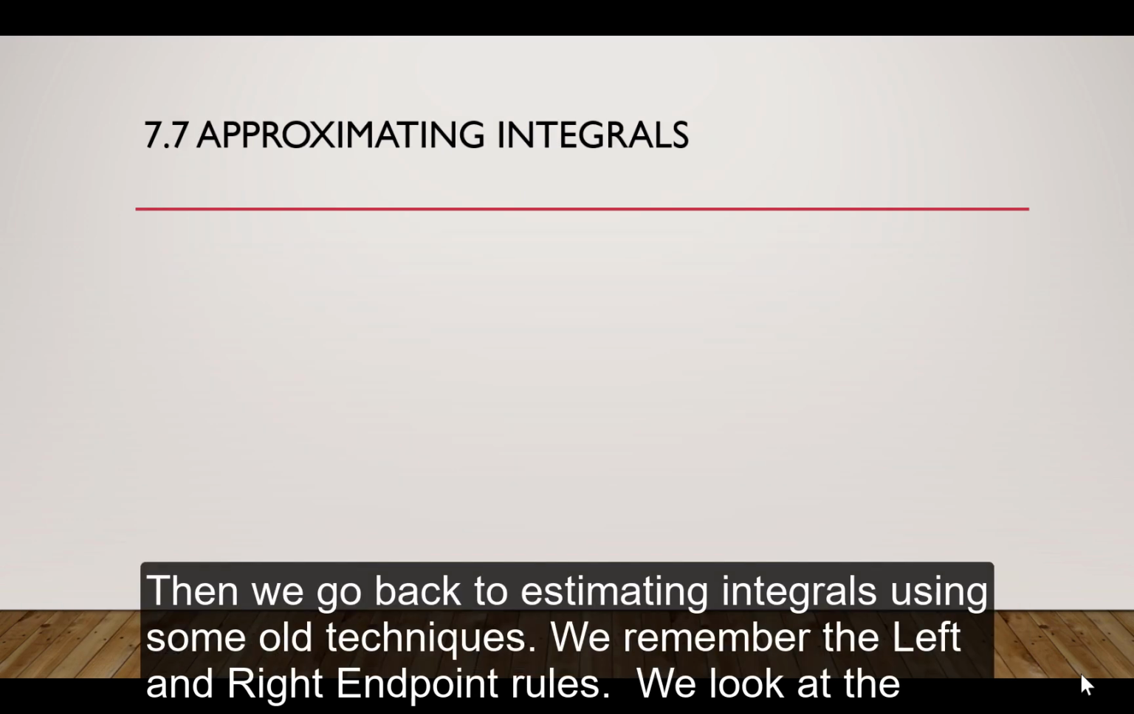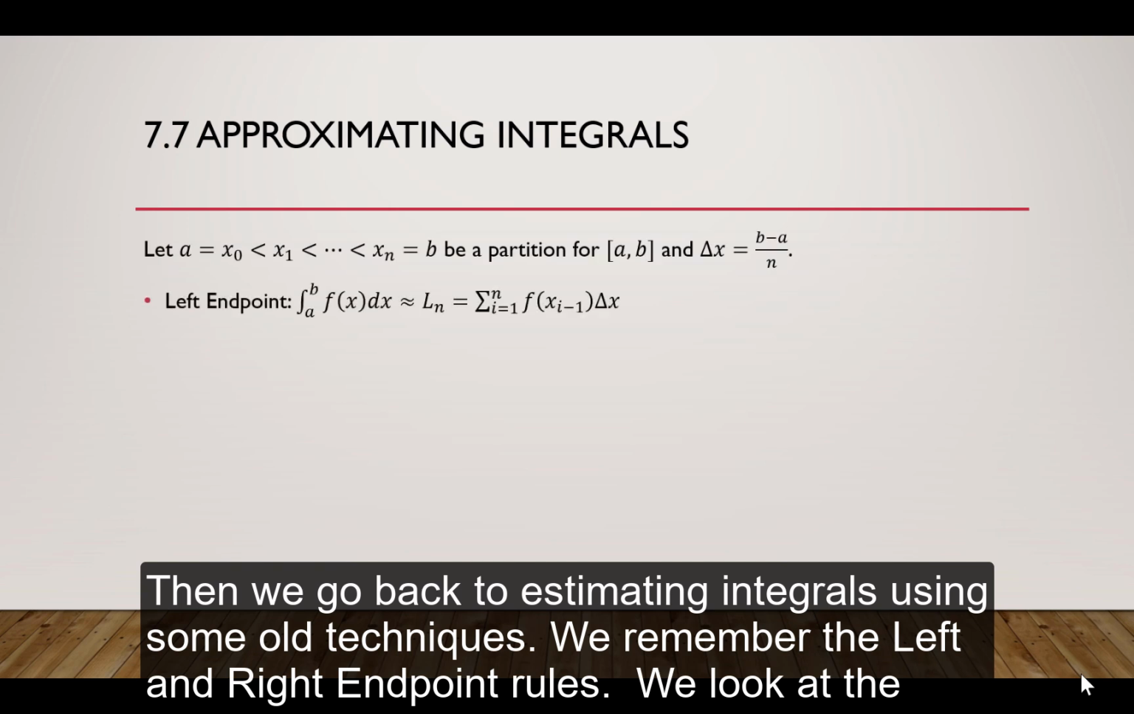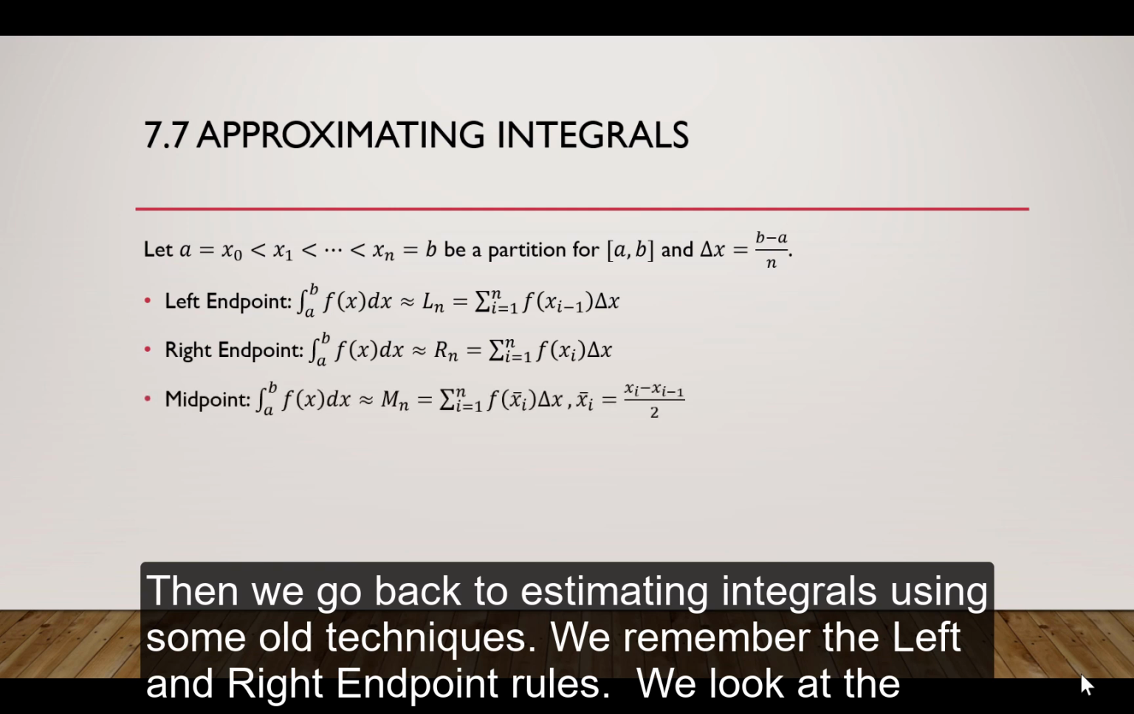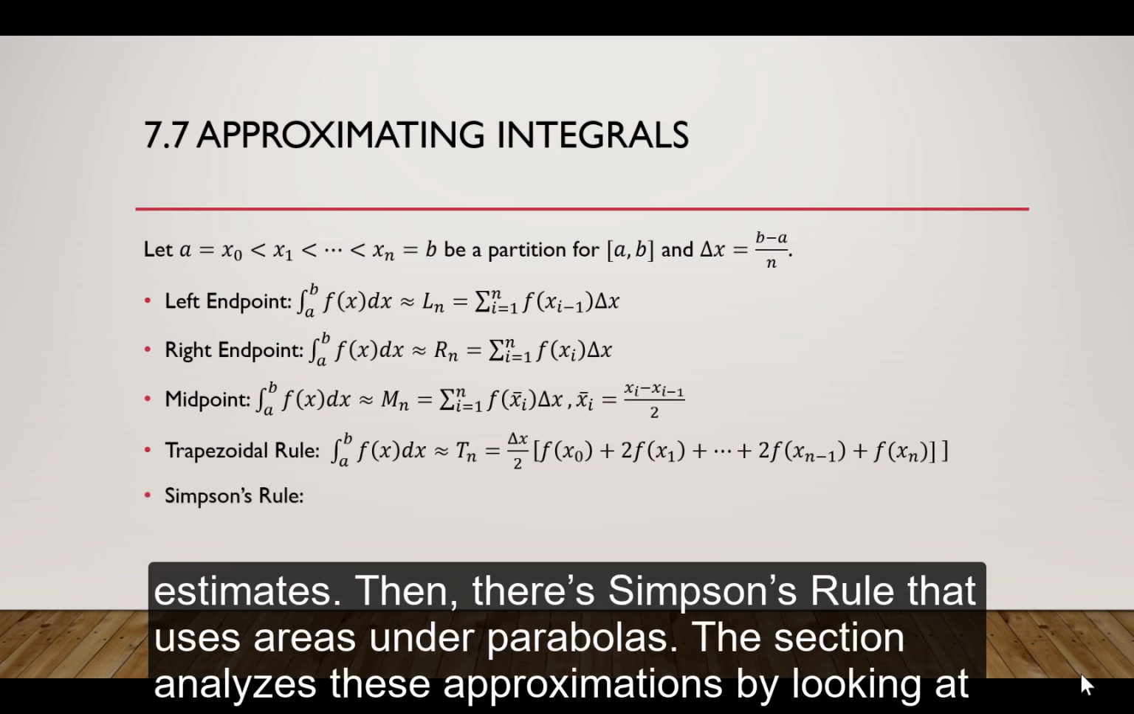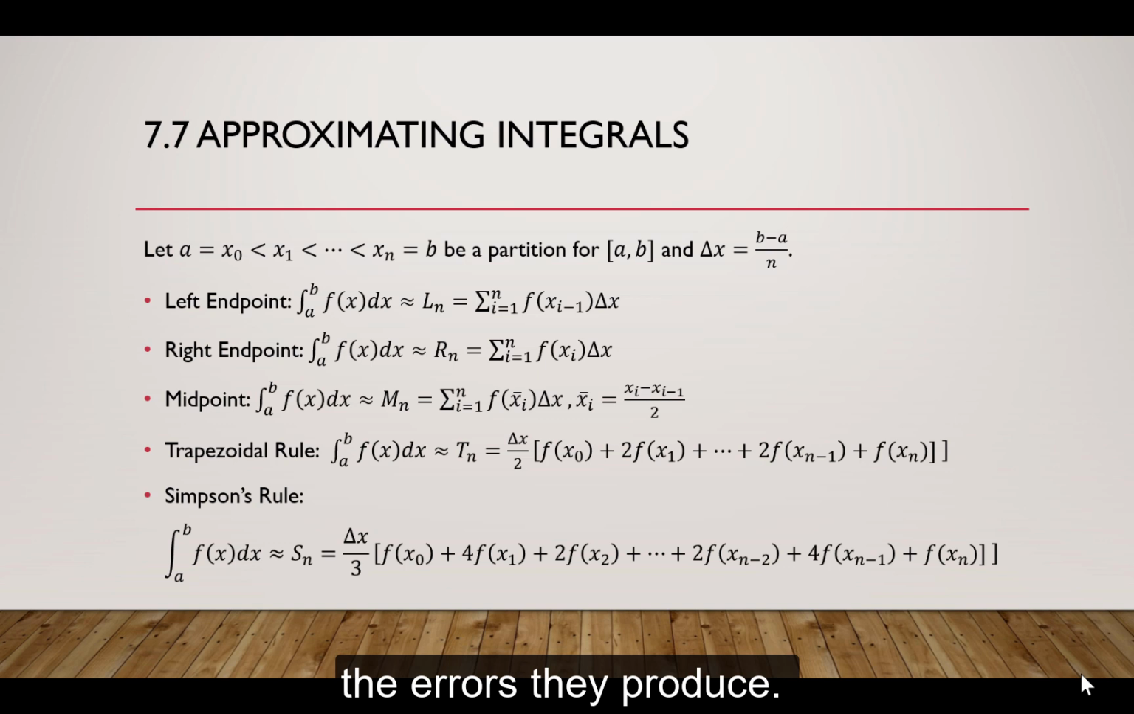We go back to estimating integrals using old techniques. We remember the left and right endpoint rules. We look at the midpoint rule and compare it with some new techniques. The trapezoidal rule uses trapezoids instead of rectangles to make estimates. Then there's Simpson's rule that uses the area under parabolas. The section analyzes these approximations by looking at the errors they produce.